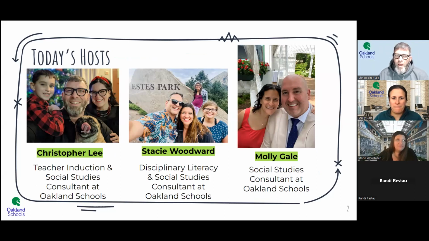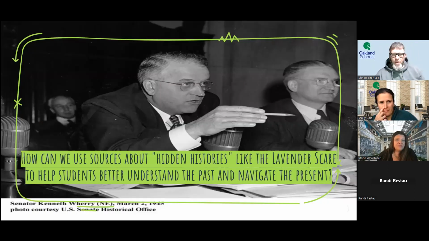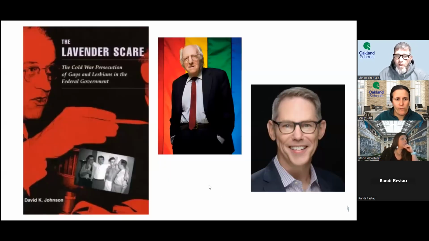Wonderful. Thanks, y'all. And what we're going to be talking about today, the question that's going to be driving us is how can we use sources about hidden histories like the Lavender Scare to help students better understand the past and navigate the present? We really believe that this topic is not only helpful in terms of helping students understand the past, but there's a lot of relevance for today's world and how students can navigate the civic world that they're operating in today.